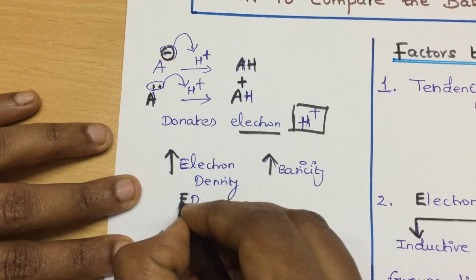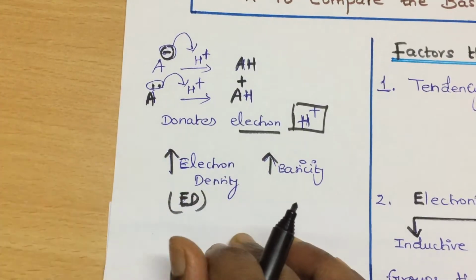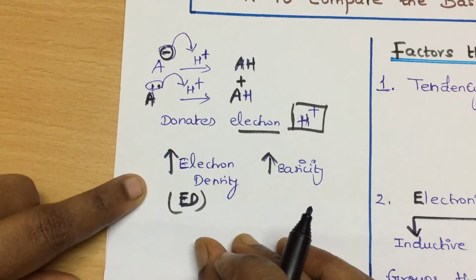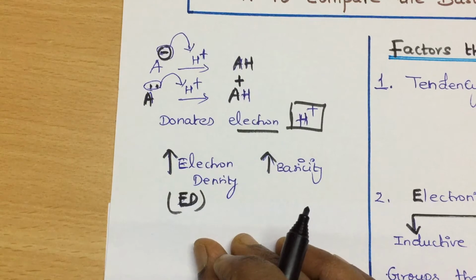In short, I'm going to write ED. Hereafter in this video, I'm going to mention electron density as ED only. So the more the electron density, the more will be the basicity. Is that true? There is one more factor affecting the basicity. So let's see the factors.